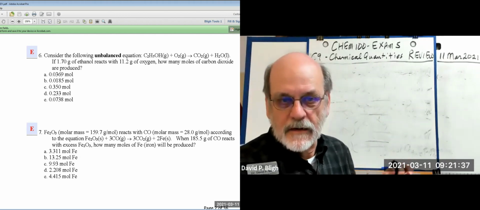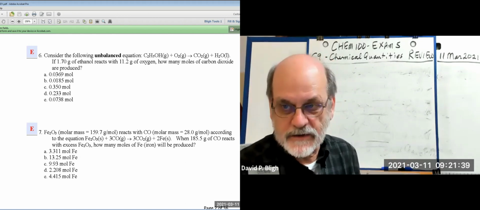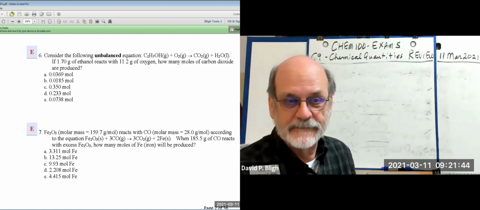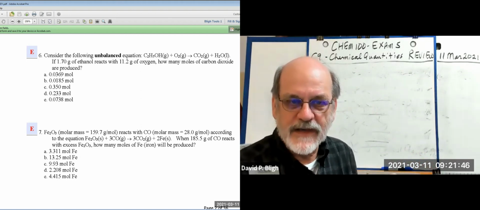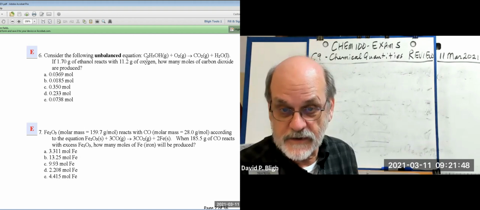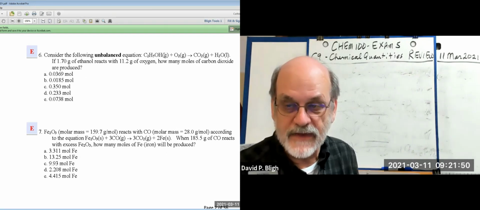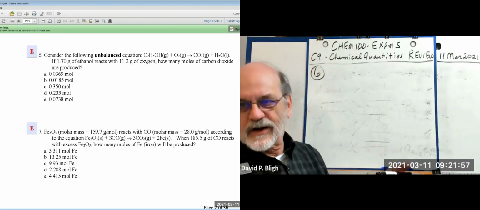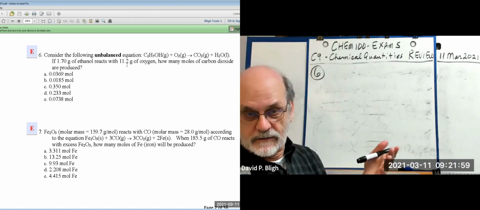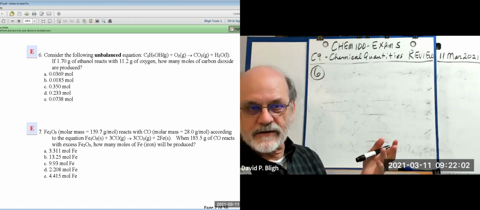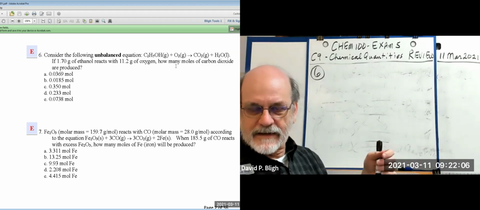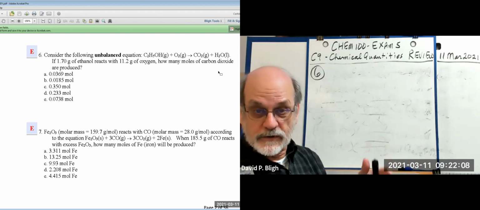All right. Consider the following unbalanced equation. So heads up, this equation is not balanced. Then if 1.7 grams of ethanol, that's what this is right here, C2H5OH is ethanol, reacts with 11.2 grams of oxygen. By deduction, you know what oxygen is, and there are only two reactants, so the other one has to be ethanol. And how many moles of carbon dioxide are produced?